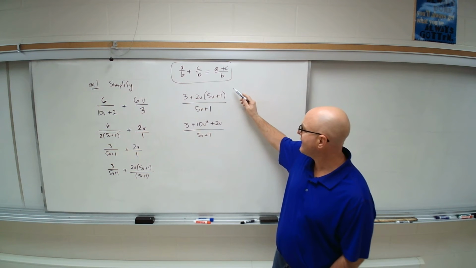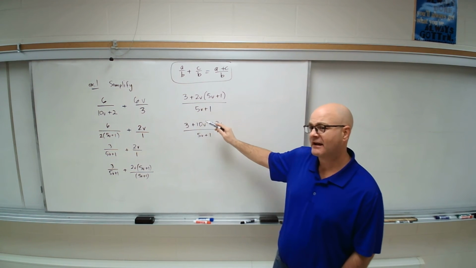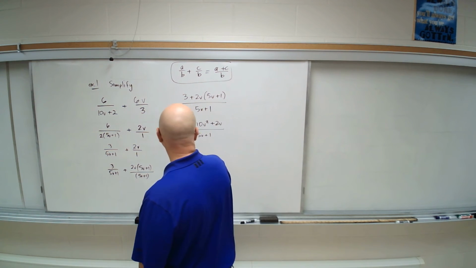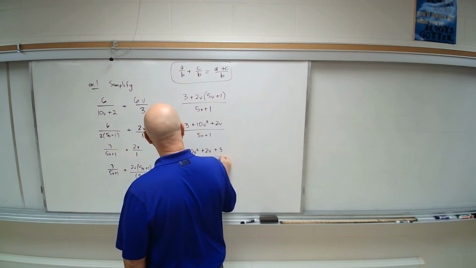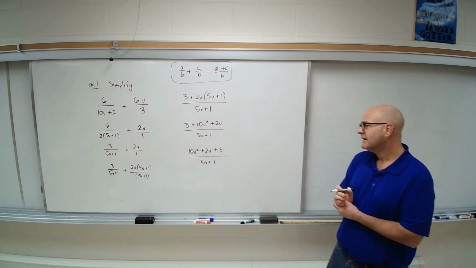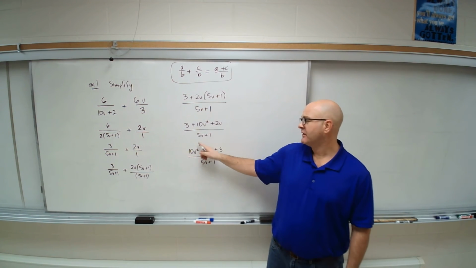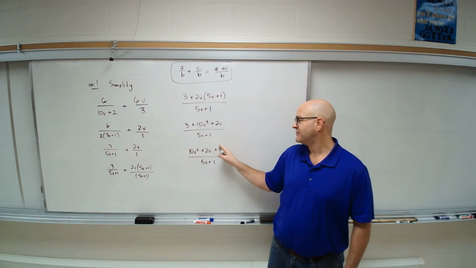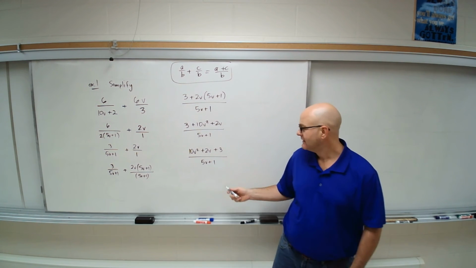So as we look at this now, I'm just going to put this back in standard form. So 10v squared plus 2v plus 3 over 5v plus 1. I guess it's not going to work. There's a potential that you could factor the numerator, but there's not two numbers that multiply to be 30 and add to be 2. So we're done.